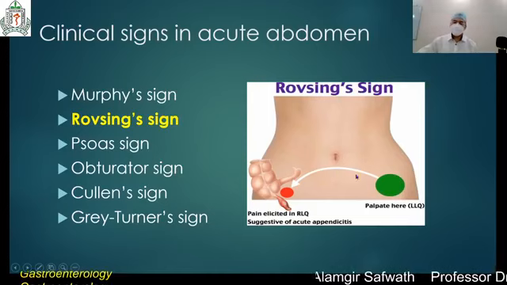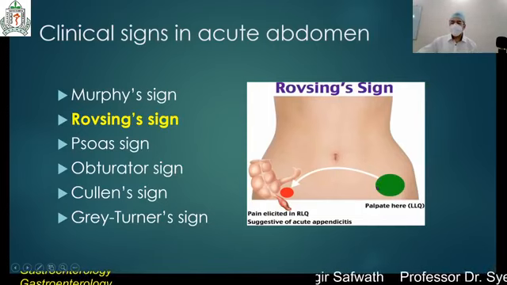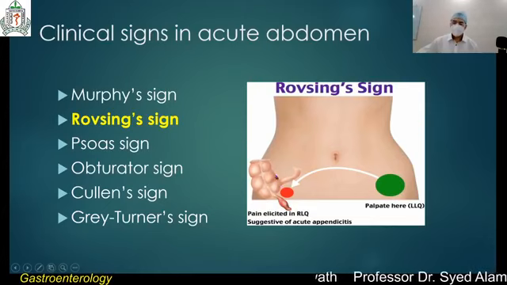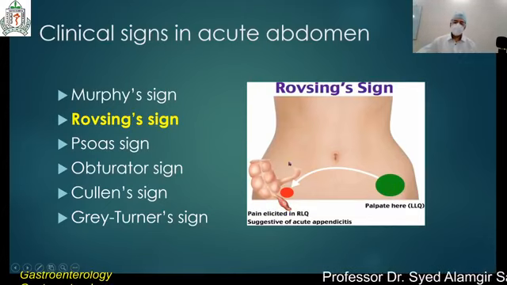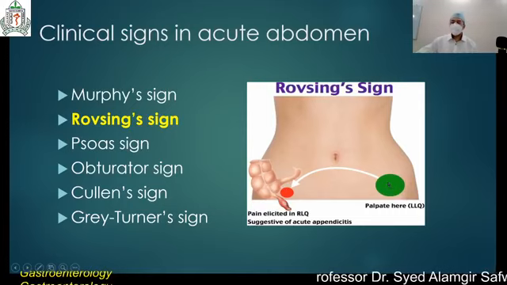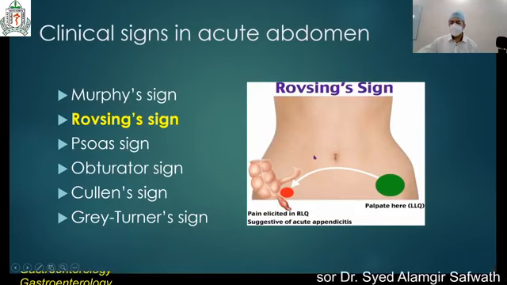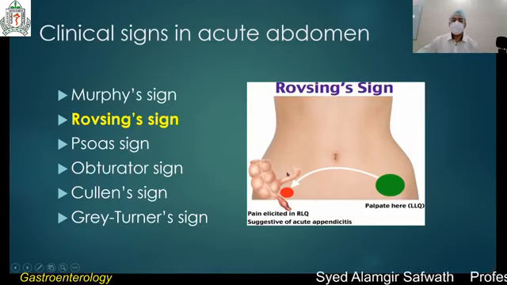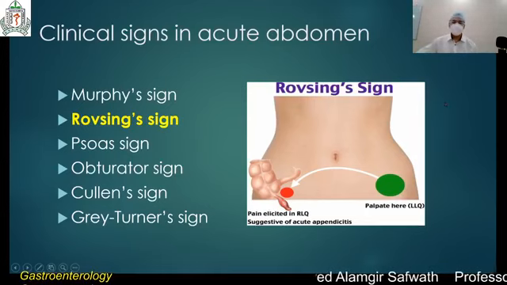This is Rovsing's sign in case of acute appendicitis. If you palpate the left iliac fossa, the patient will feel the pain at the right iliac fossa. This is a feature of acute appendicitis. You are pressing over here, but the patient is feeling pain over here. Because when you are pressing on this side, the abdominal structures are pushed to that side, and they are pressing over the inflamed appendix, so the patient will feel pain on the right side. This is Rovsing's sign.